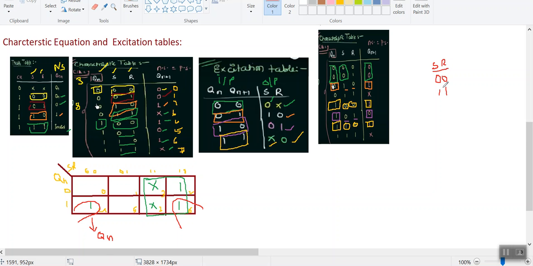So this is 10. If we check this particular statement, my R value is kept constant, therefore we can have that statement as R bar. Okay, so Qn into R bar is my expression for this particular pair.